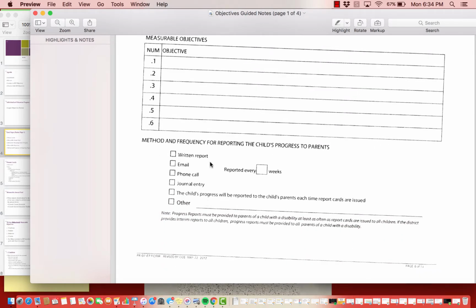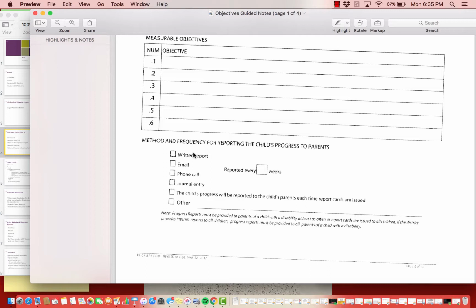This last part talks about how often you're going to be reporting the child's progress to their parents and how you're going to be doing it. In general, legally, you have to provide data on each of the objectives and annual goals to the student's parents as often as they're receiving grade cards, which is usually every 9 weeks or so. So every 9 weeks or so, you're giving parents a copy of all of the current data related to every objective.